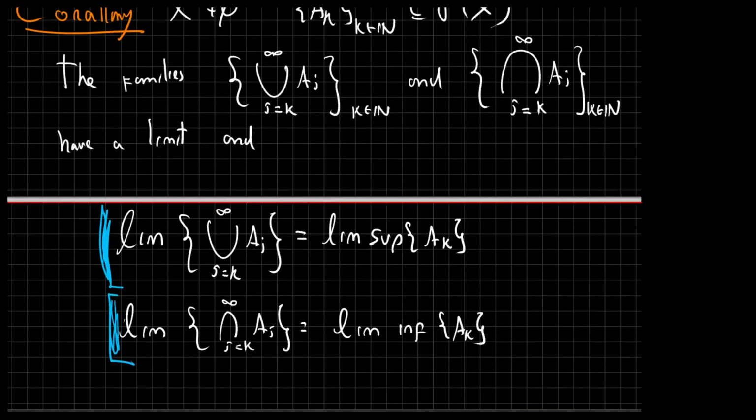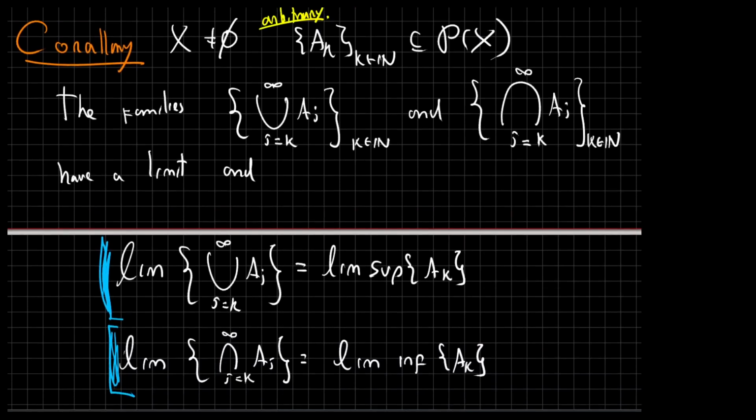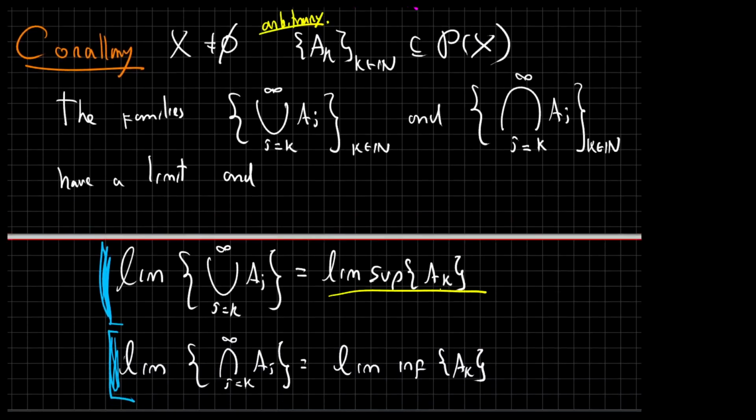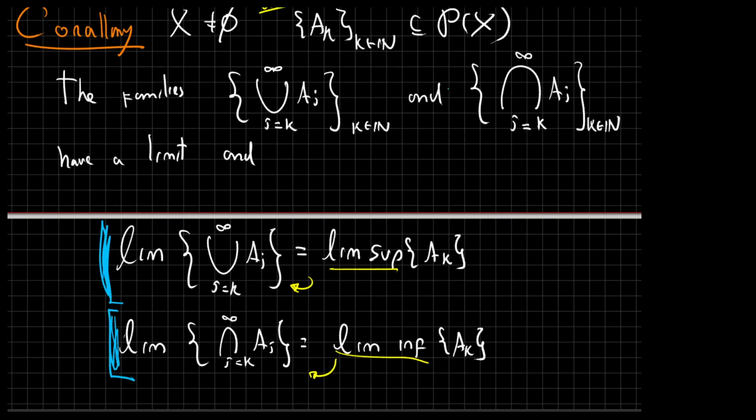Why? Because now AK is arbitrary. An arbitrary family. So for arbitrary families, we now have a way to compute, or at least know, what this limit of the supremum is. It is equal to this limit, and the limit of the infimum is equal to this other limit. So why is this true? Let's work through the proof.